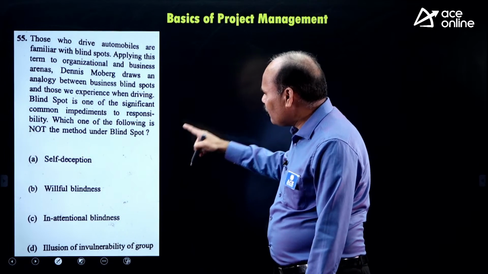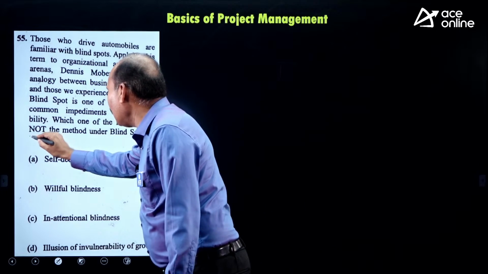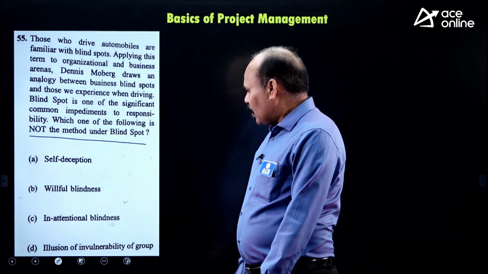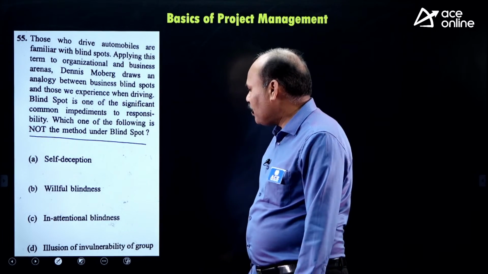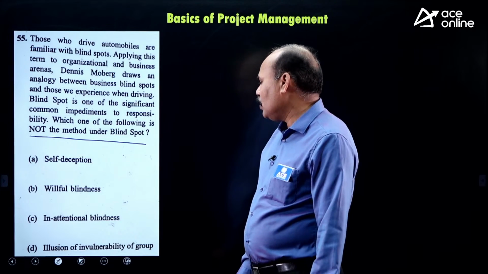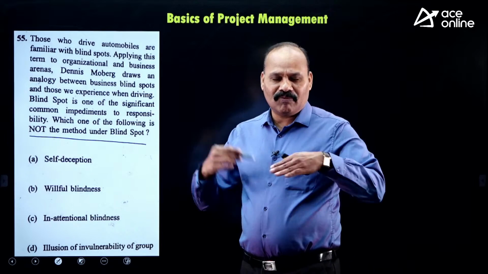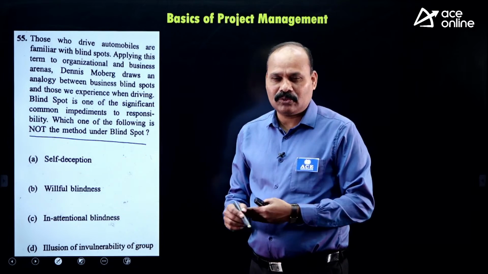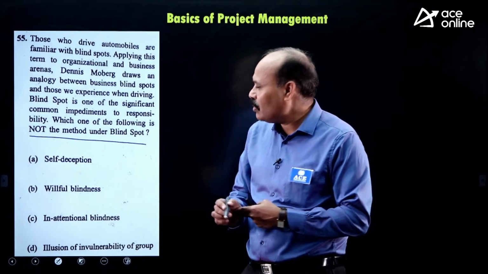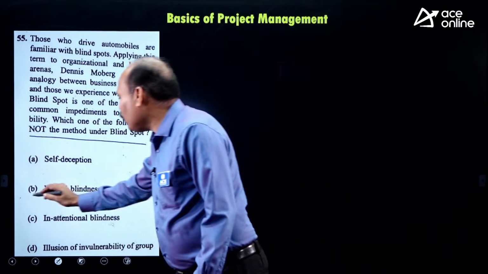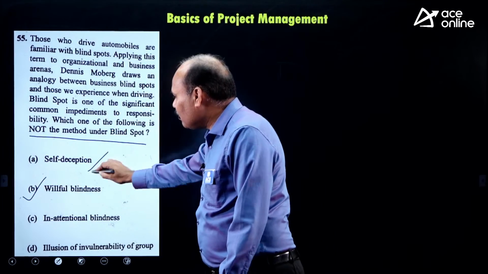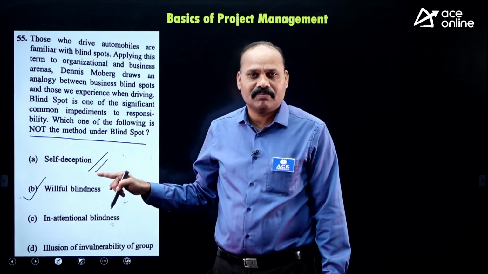Which method is not under blind spot? Okay, self-deception, willful blindness, inattentional blindness, illusion of invulnerability of group. Actually, these things, blind spots, happen without our knowledge. So if you are doing it intentionally, it is something wrong. So answer is willful blindness, but of course there is a chance of getting this also with doubt here.